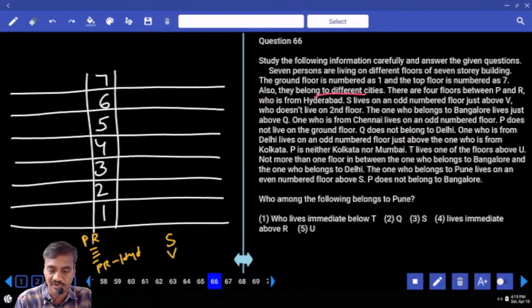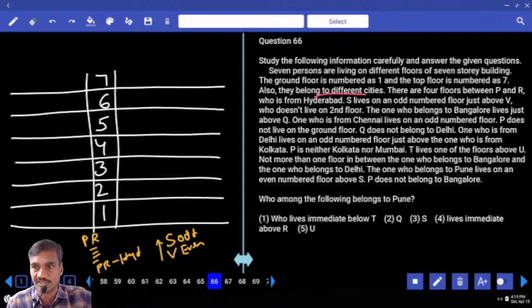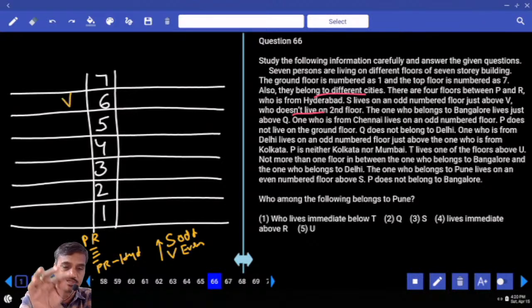And S lives on an odd number floor just above V. S odd number floor above V. That means V must be even number floor. And V does not live on the second floor. How many possibilities? 2 possibilities. Now V can be either on the 6th floor, then S will be here, or V is on the 4th floor, S will be here. And we get the 2 possibilities.